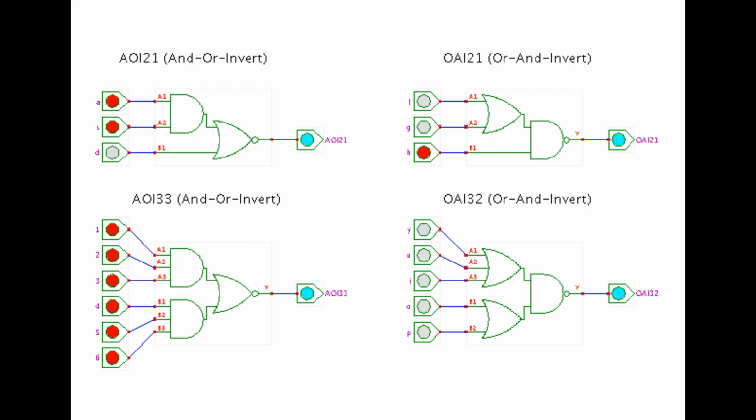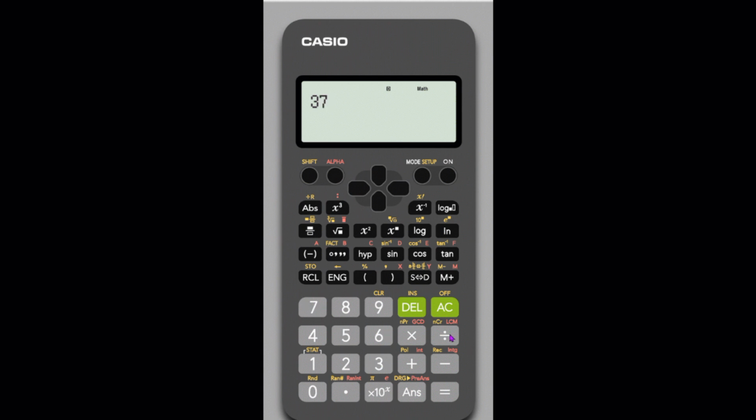Logic gates can also be combined to form more complex gates such as AOI, AND-OR-invert, and OAI, OR-AND-invert gates. Logic gates are used in many devices and applications that we encounter in our daily life. Some examples are calculators. Logic gates are used to perform arithmetic operations such as addition, subtraction, multiplication, and division. For example, a full adder circuit can be made using XOR and OR gates.